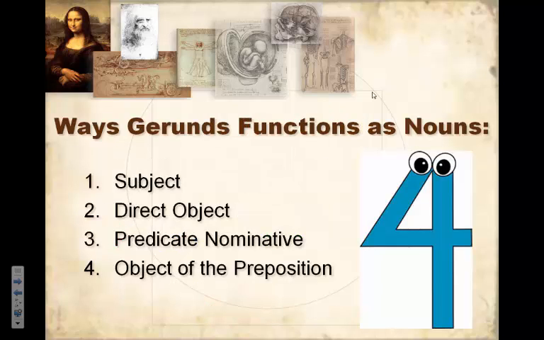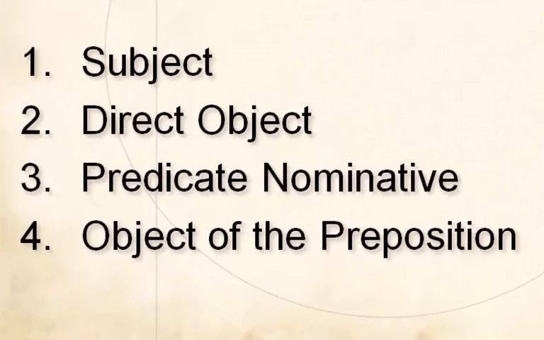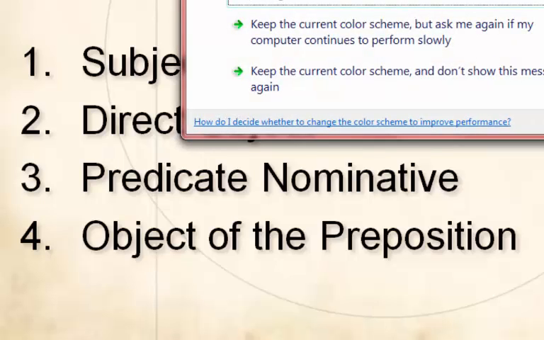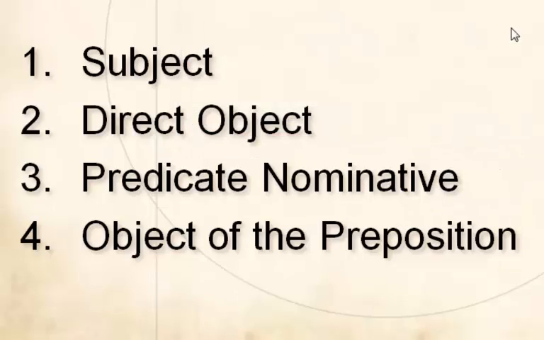Okay, so gerunds function as nouns in 4 different ways, similar to what we talked about with infinitives. Remember, infinitives could also function as nouns, but infinitives could function as adjectives and adverbs also. So participial phrases are verbals that just function as adjectives, and gerund phrases are verbals that just function as nouns. So they can be the subject, direct object, the predicate nominative, or the object of the preposition.